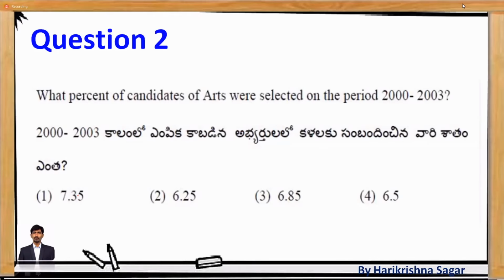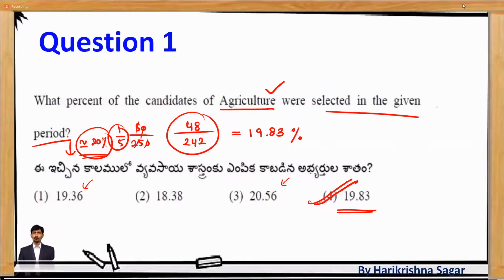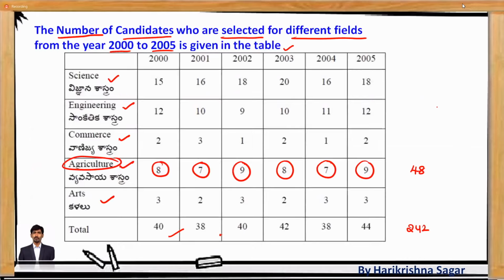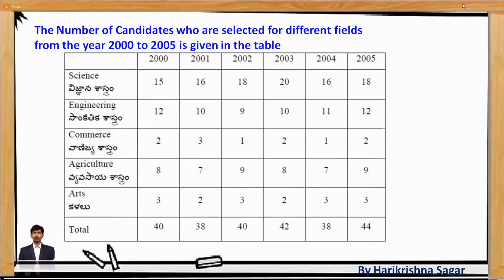So let's look at one more question which is available here. What percentage of the candidates of arts are selected from 2000 to 2003? You can look at 2000, 2001, 2002, 2003, and what percentage of the candidates are selected in arts is the question. So 2 members, 3 members, 2 members. So total, how many members are selected? Total 10 members are selected in arts.